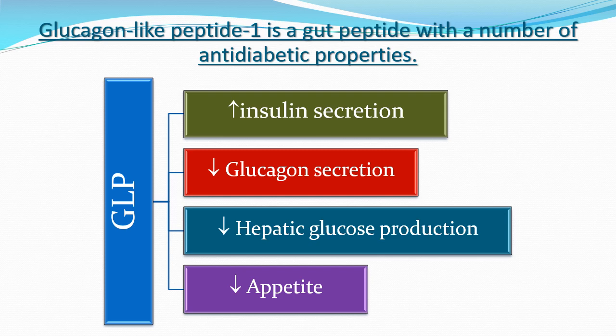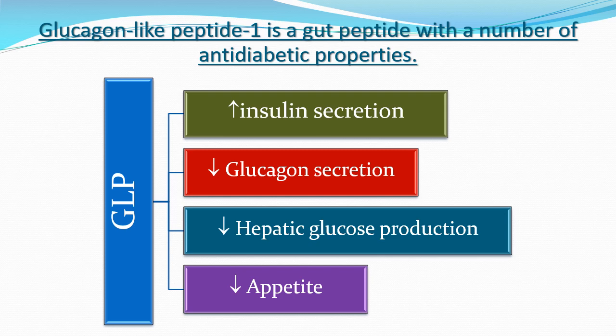This diagram represents the glucagon-like peptide effects. The glucagon-like peptides, remember, are the gut hormones released in response to the orally administered carbohydrates. So the actions of glucagon-like peptide 1: it increases insulin secretion, suppresses glucagon secretion, and decreases glucose production by the liver. In other words, it suppresses gluconeogenesis, and it suppresses appetite.